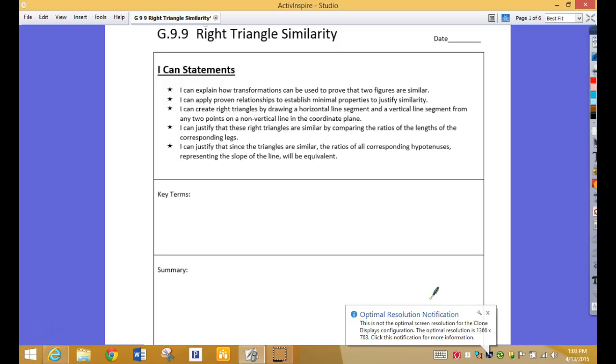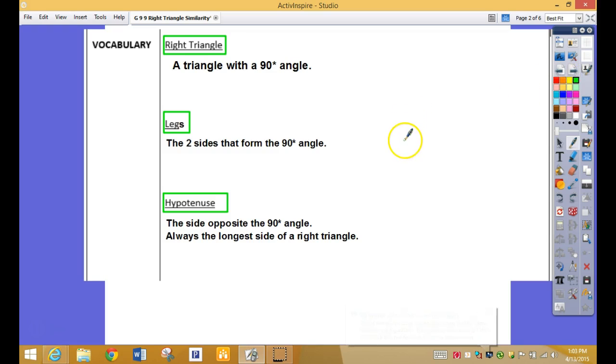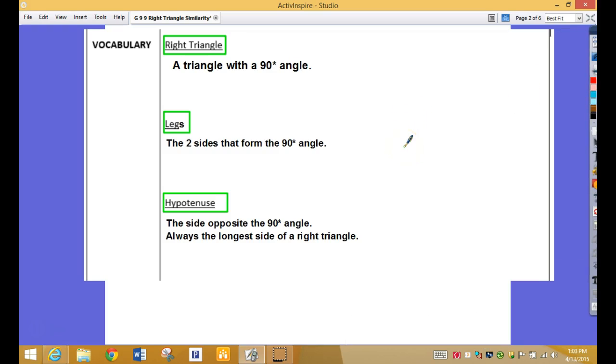9.9 right triangle similarity is what we're doing today. Now the first three vocab words that we have right here, major review on your part. In fact, I'm hoping that a lot of you just used this on Smarter Balanced and recalled this information. A right triangle, that's a triangle with a 90-degree angle.